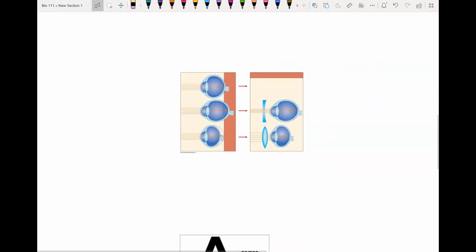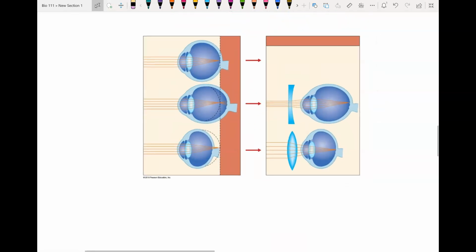Then if we look at some problems you can have. We'll start, the top eye here is just normal vision. So this one is called emmetropia. So this eyeball is here just to give us something to compare to. So you can see the light comes in, goes through the cornea, it goes through the lens, and the light focuses on the retina.